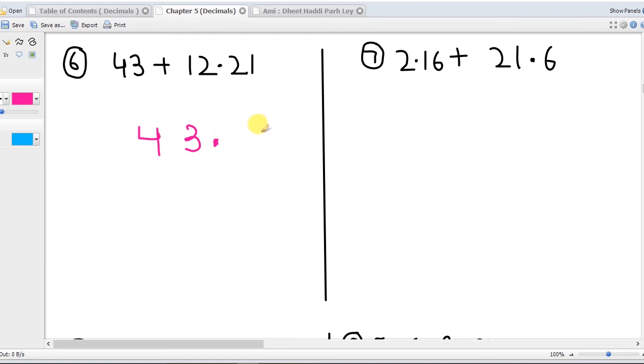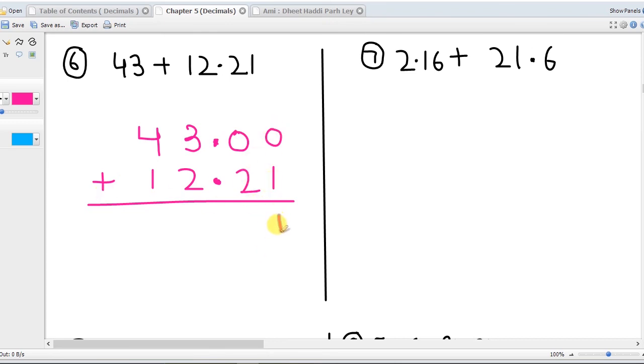So now you can put 0 or not, it is up to you. Just put the second decimal point here, and the number is 12.21. Now you can put 0 here if you want, because after the decimal point there is no value of these zeros. So simply add them. 0 plus 1 is 1, 0 plus 2 is 2, put the decimal point. 3 plus 2 is 5, and 4 plus 1 is also 5. So this is our final answer.